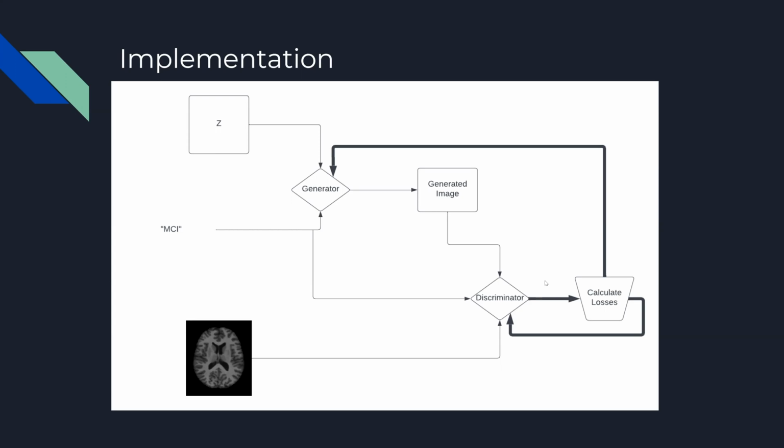And the target is to get a 0.5-ish loss for the discriminator, because that means the generated images are good enough that the discriminator is more or less guessing as to whether or not it's a real image or a fake image.